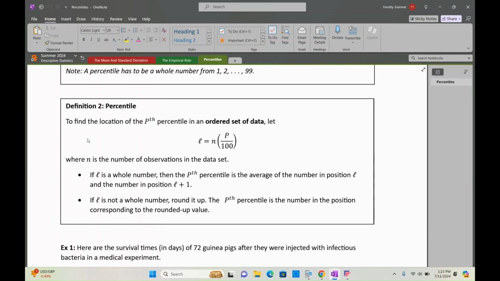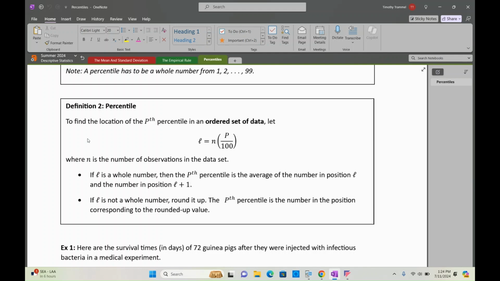If this L comes out to be a whole number, then you want to average the number in the Lth position and the number in the L plus 1th position. This assumes that our list of numbers is in order, so if your numbers aren't in order, you need to do that first. If it doesn't come out to a whole number, you round L up to the nearest whole number, and the Pth percentile will be the number in the position corresponding to that rounded up value.